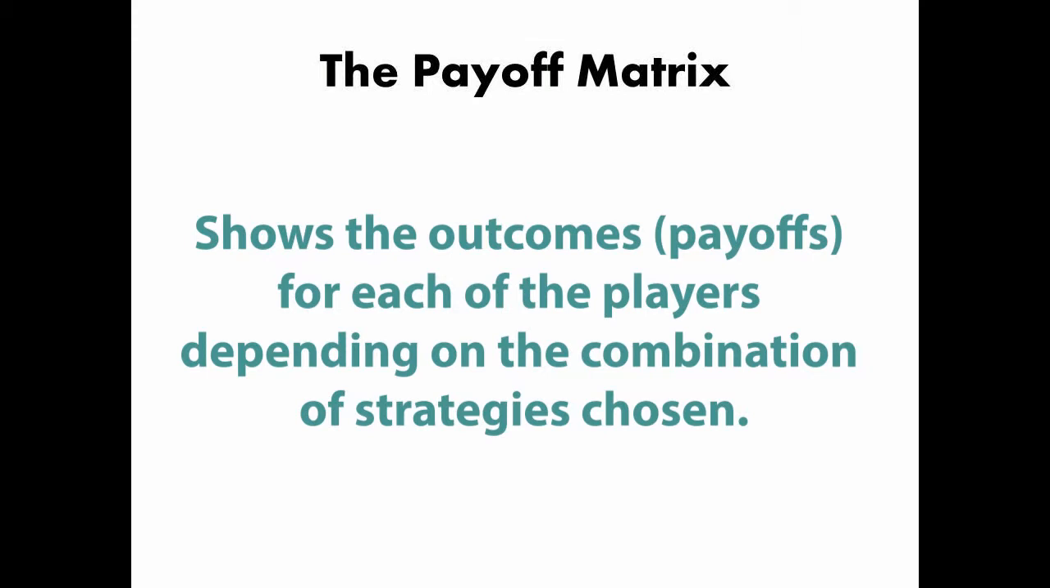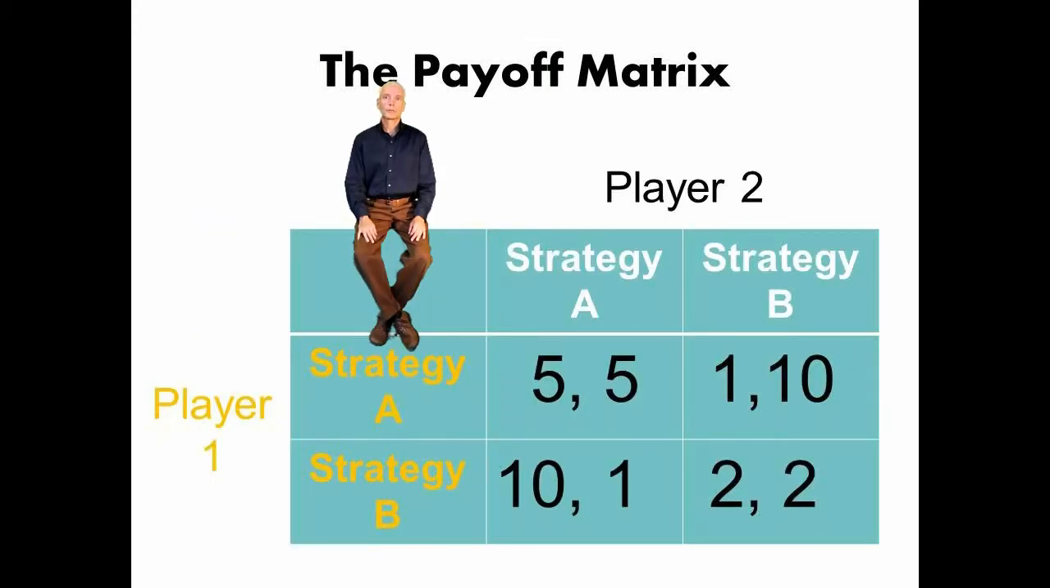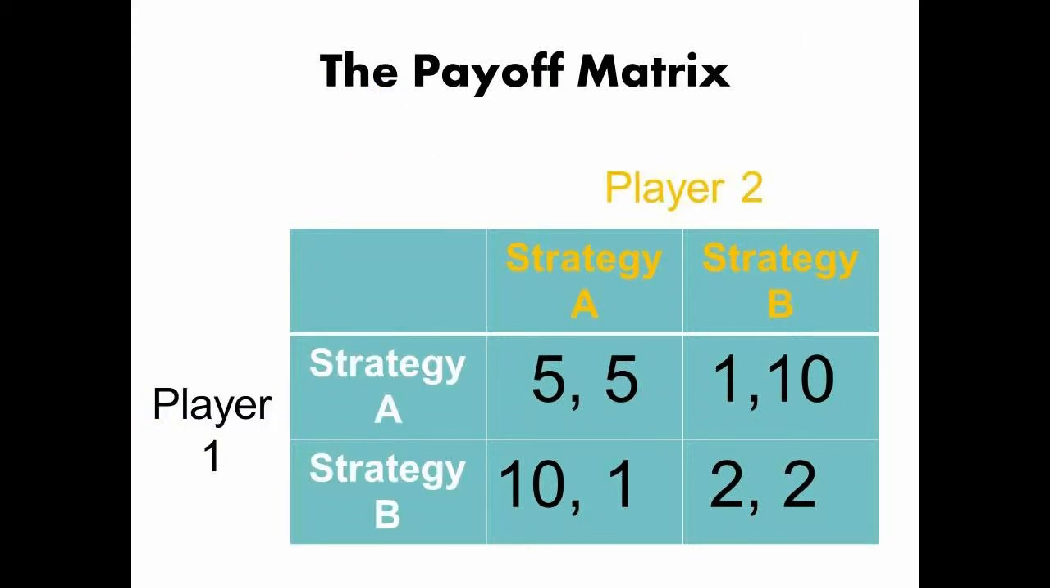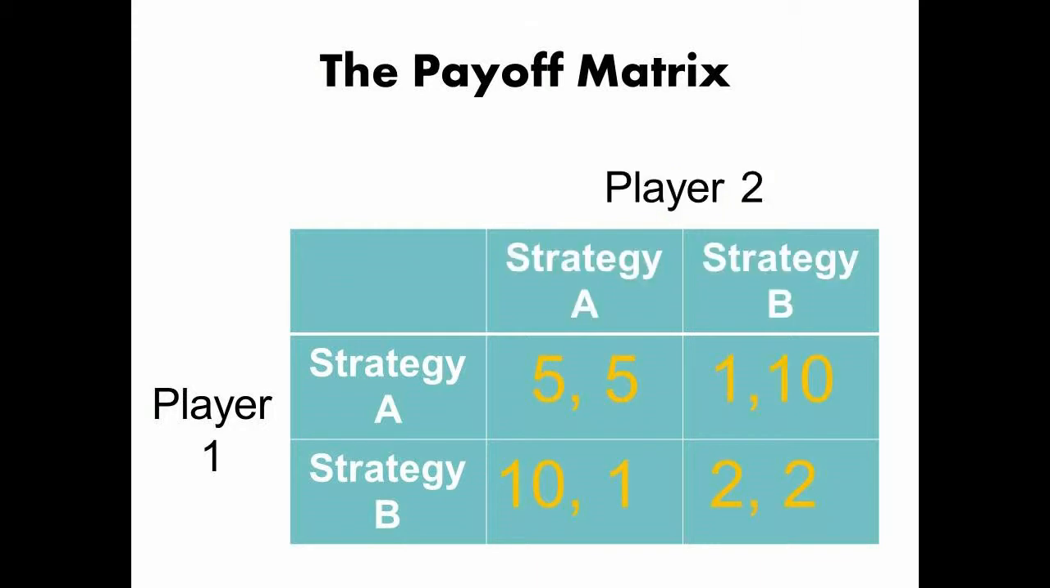The payoff matrix shows the outcomes, or payoffs, for each of the players depending on the combination of strategies chosen. The left column shows the possible strategies for player 1, strategy A and strategy B. For a business, strategy A might be charging a high price and strategy B might be charging a low price. The top row shows the possible strategies for player 2. Again, strategy A and strategy B. The numbers in the boxes are the payoffs.